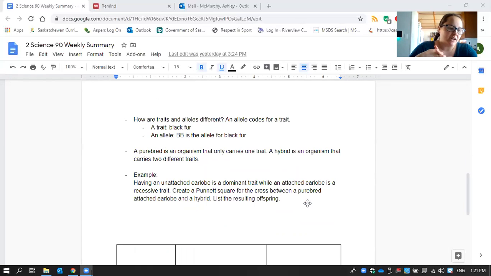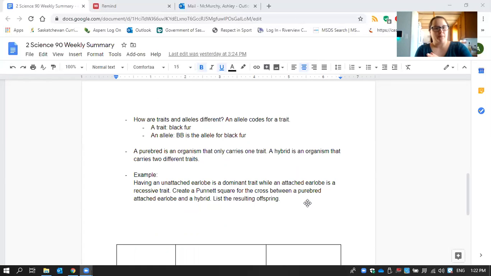So one thing that some people may get confused about is the difference between a trait and an allele. Basically, an allele codes for a trait. It tells the DNA, tells the cells what's happening. For example, a trait would be black fur, but the allele itself would be the 2 capital Bs, which is the genetic information, or that coding, that says to the body that you are going to have black fur.